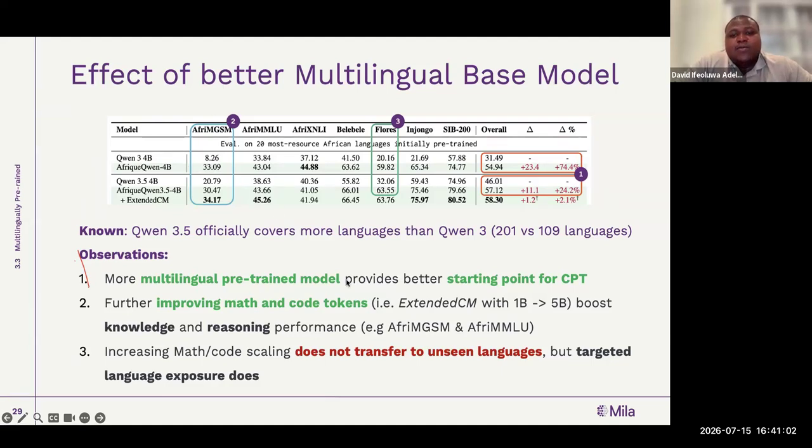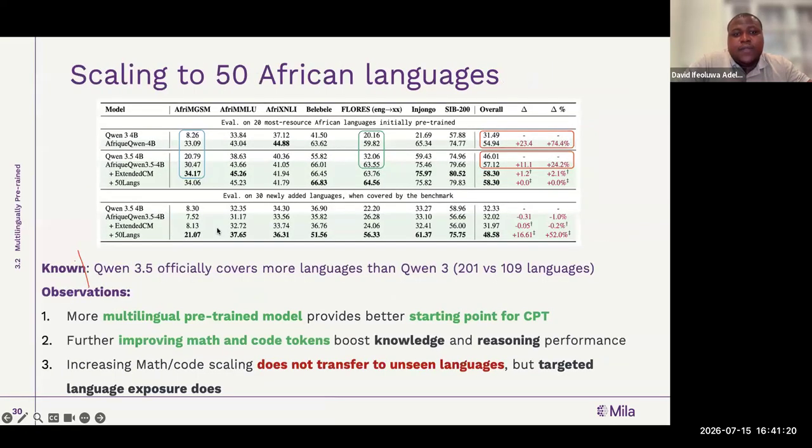To address that, what we did was to extend the number of tokens in our pre-training. So we increased the number of math tokens and code tokens by 5 billion. And then you see that we're able to recover the performance that we had lost in the initial AfriQwen 3.5.